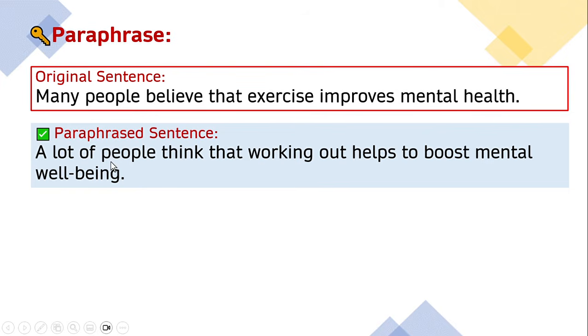Some people might use a lot of individuals, which is fine, but people is okay too. Instead of saying believe, we can use think. And exercise means working out. Improves means make something better. So you can say make better, or even you can say help to boost, which means to make it better, or to enhance something. And mental stays the same, and health can be well-being. So this is a good paraphrase of the sentence.